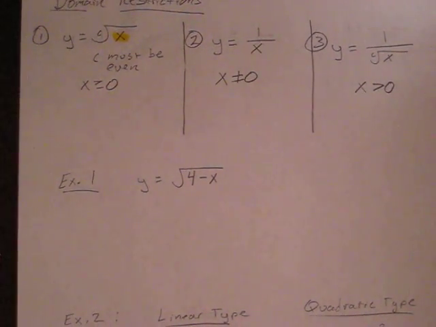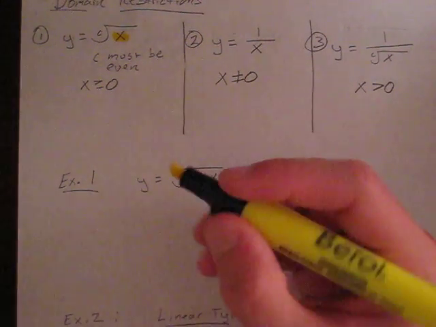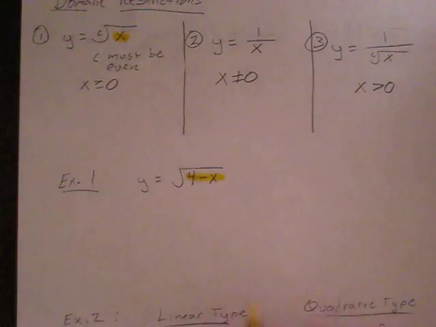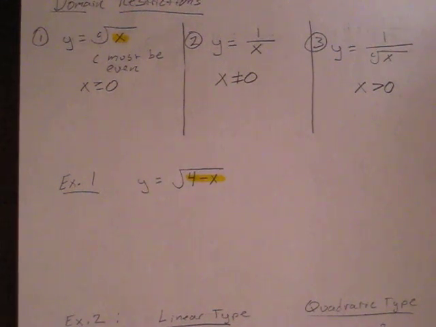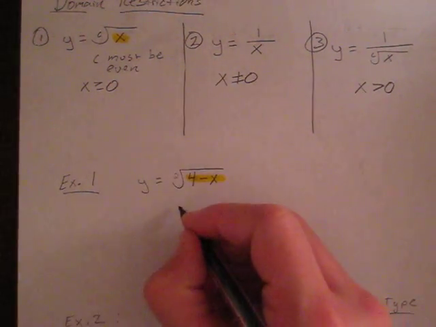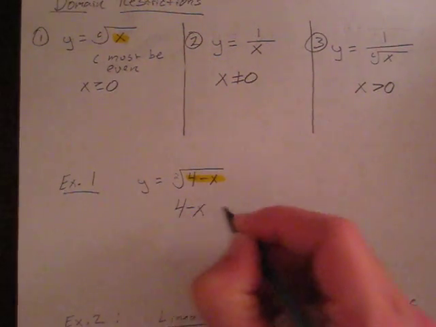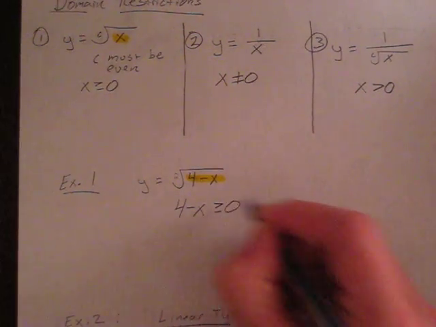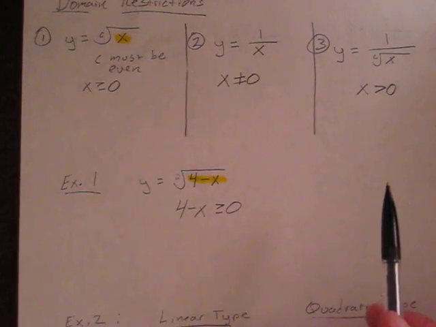So using our domain restrictions, the first step is you have to recognize what type of domain restriction you're dealing with. This first one, we have a radical, and since there's no number written, it's assumed to be the square root. So we have the square root of 4 minus x. And since we have an even radical, that's a 2, we know that what's inside, the part I just highlighted, has to be greater or equal to 0, because it matches this domain restriction.